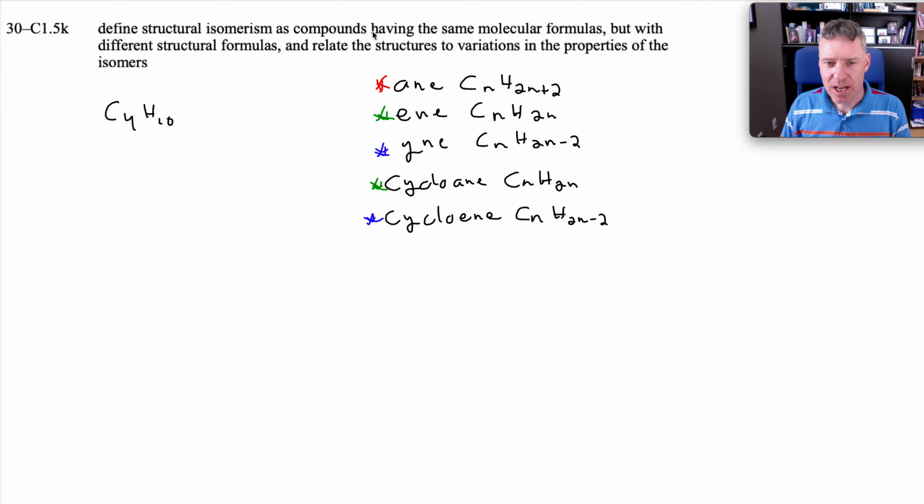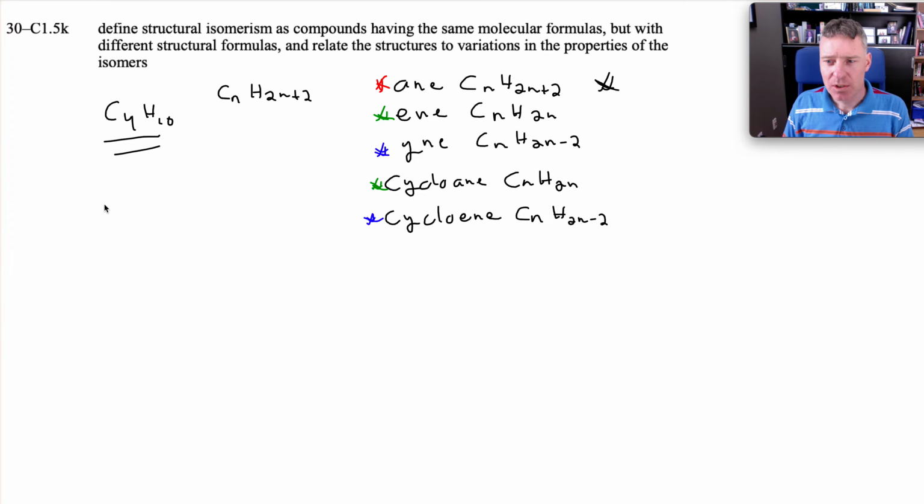So in considering isomers, you're going to consider red, green, or blue, the way I've color-coded it. In this example, we have CnH, let's see, 4. We double to 8, plus 2 would be 10. So this is a 2n plus 2. In considering the isomers for C4H10, we are only going to consider anes. There's no way it's an ene, an ine, a cycloane, or cycloene. There are not enough hydrogens in any of those possibilities.